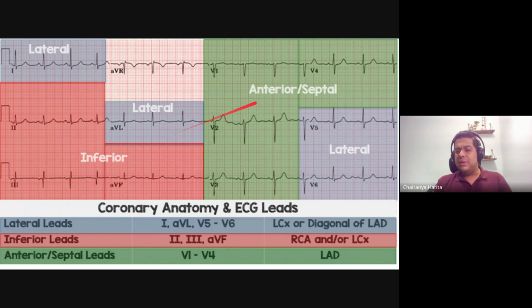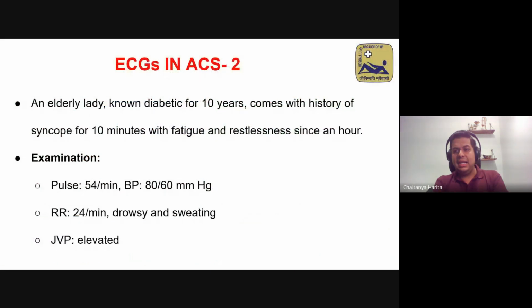Right, coming to ECG 2. An elderly lady who was a known diabetic for the last 10 years was brought to your emergency with a syncopal episode, which lasted for about 10 minutes. So they said syncope, but she's been slightly drowsy for about 10 minutes. And for the last 1 hour before that, she was complaining of severe tiredness and was quite restless. Because of this, you examine her, and you find that she is bradycardic with a pulse of 54 despite being restless, a blood pressure of 80/60, which you have rechecked manually. She's drowsy, you find that she is sweating, and her JVP is elevated. So she looks like she's got evidence of heart failure.